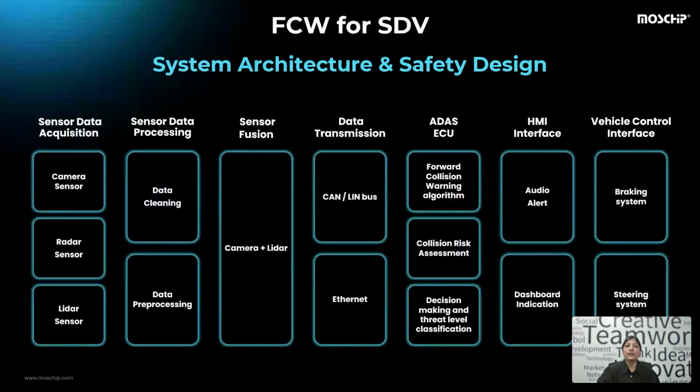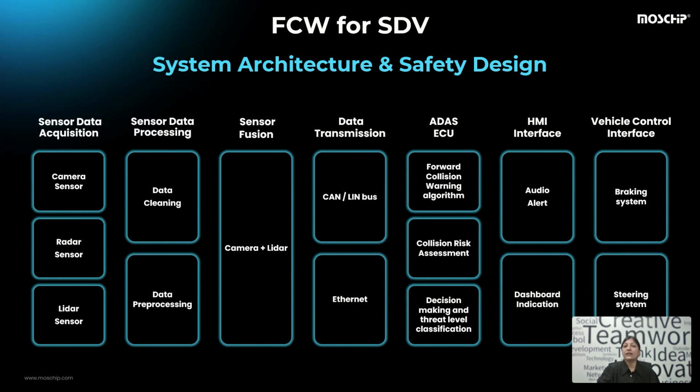Let's take a closer look at the functional and technical overview of the forward collision warning system and a few of the key functional safety challenges we faced in the project. The layout that you see shows the key components of the forward collision warning system: sensor data acquisition, data processing and fusion, intercomponent communication, an ADAS service for decision making, and a human machine interface to deliver driver alerts. If we connect these blocks together, this is how the flow looks.